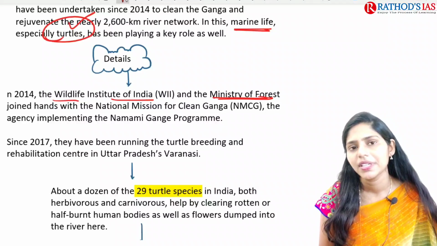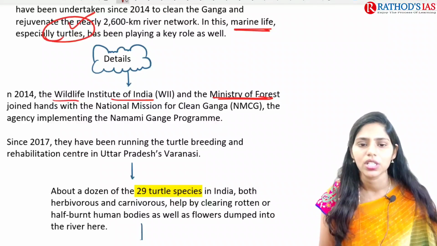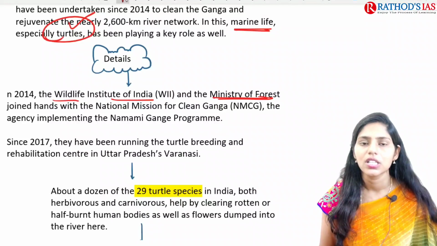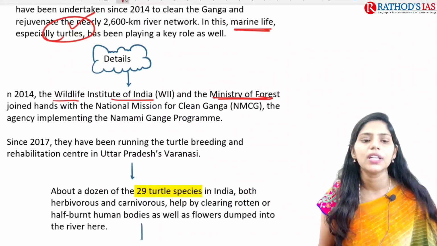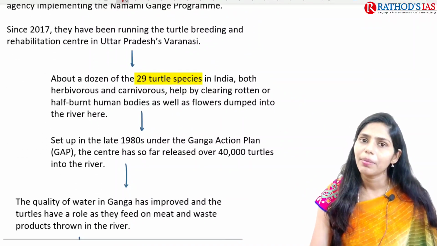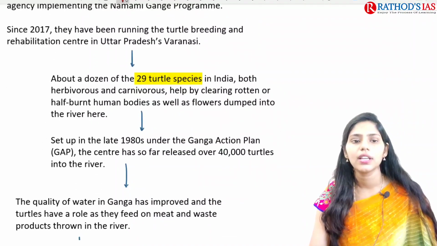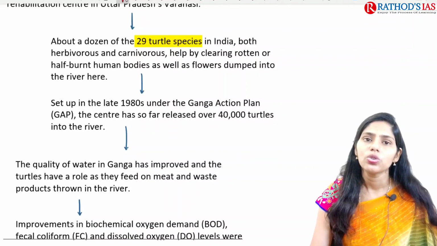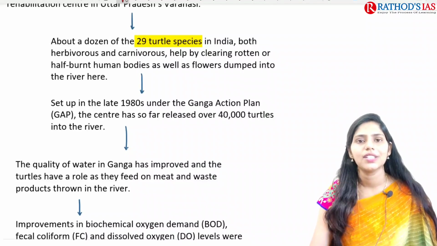It is one of the implementing agencies of this Namami Gange project. And from 2017 onwards, they are focusing on turtle breeding for the cleaning of river Ganga. There are about 29 turtle species in India. They are both herbivores as well as carnivores, so they are helping to clean this river Ganga.